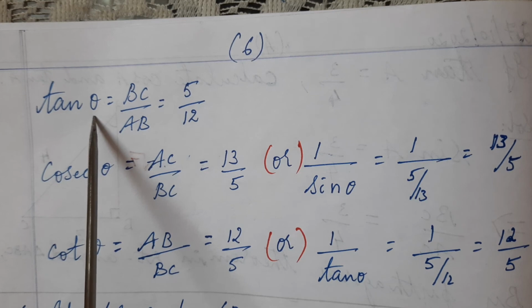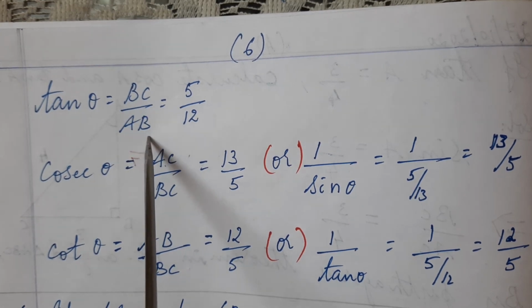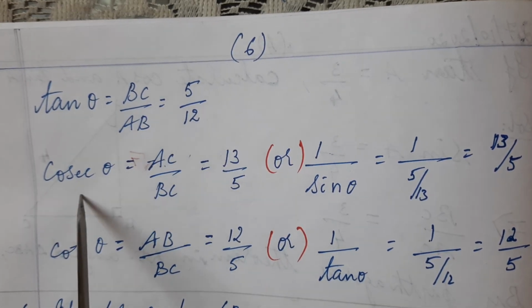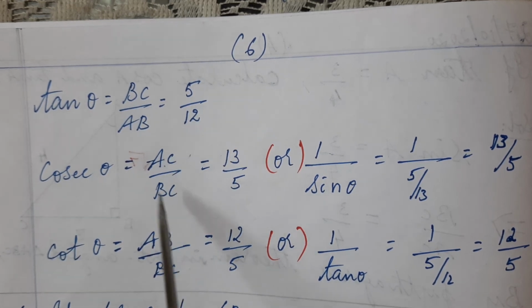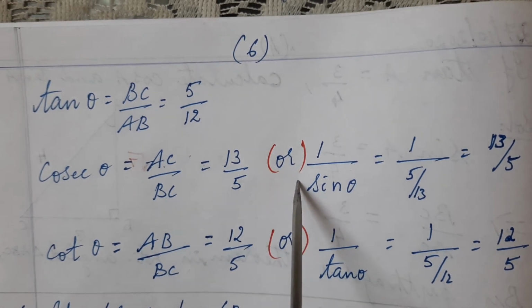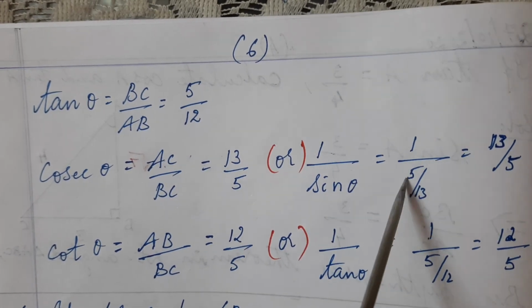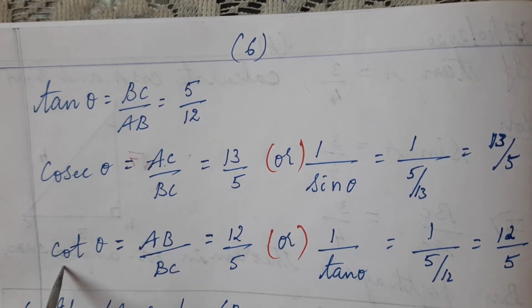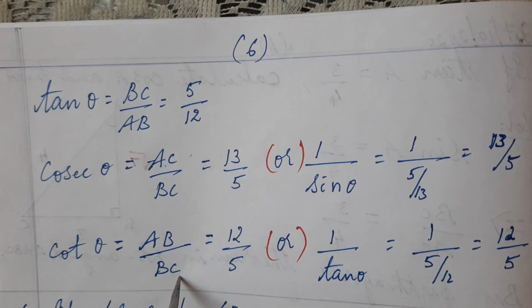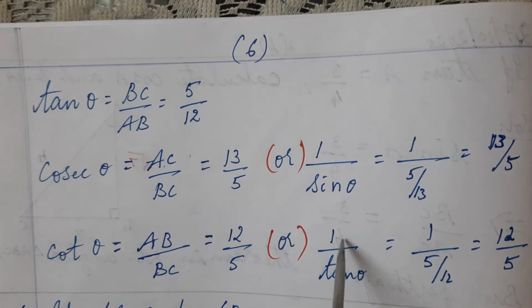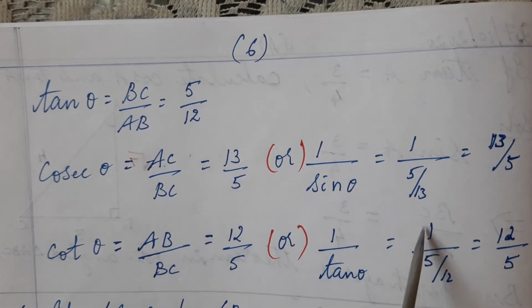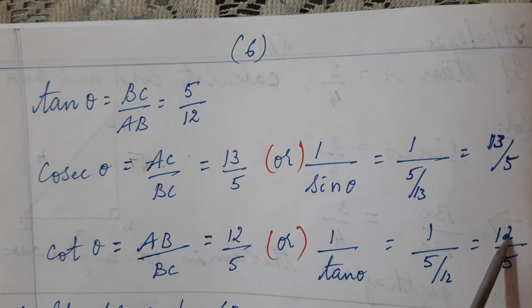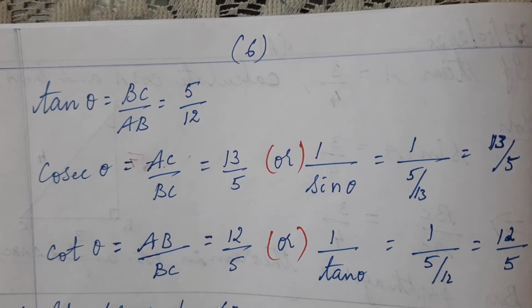Tan theta is equal to opposite by adjacent side, BC by AB, that is 5 by 12. Now cosecant theta is 1 by sin theta. So hypotenuse by opposite, AC by BC, that is 13 by 5. Or it is 1 by sin theta, 1 by 5 by 13, that is 13 by 5. Anyway you can write. Next is cot theta. Cot theta is AB by BC, that is adjacent side by opposite side. So 12 by 5. Or it is 1 by tan theta, that is 1 by 5 by 12, that is nothing but 12 by 5. Thank you.